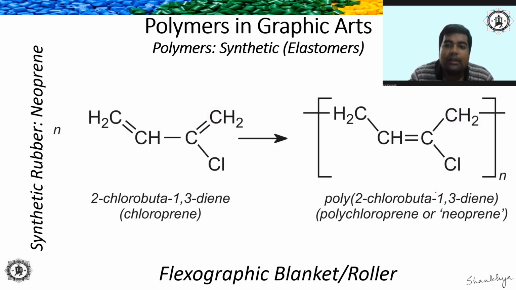as we will go on, and in other classes also of offset, you will see that within offset there are various types of printing mechanism. It may be heat set, it may be quick set, it may be cold set, it may be UV radiation curing. So depending upon the type of ink also, we choose the rubber.